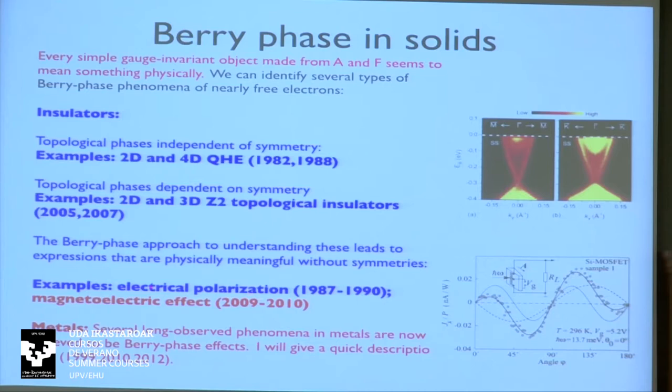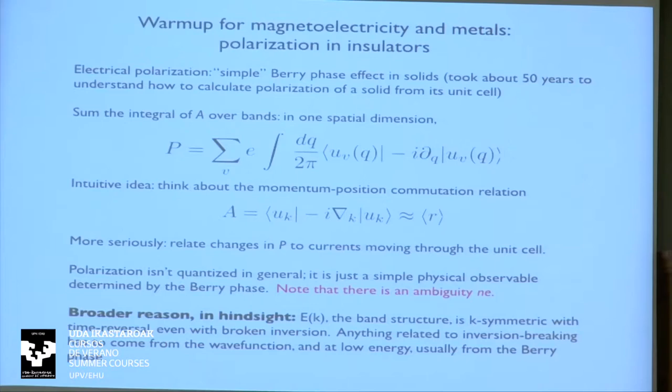You've already heard a bit. One reason for talking about polarization is that it's also useful for thinking about metals in a way. It's a useful warm-up. So we're continuing on our list of what Berry phase is good for. So the claim, and I'll say a little bit more about this in a second, is that electrical polarization of a 1D crystal is just the loop integral of A over the Brillouin zone. So this is A, the Berry connection. And A at a point is not well defined, but loop integrals of A are almost well defined. I'll come back to that in a second.